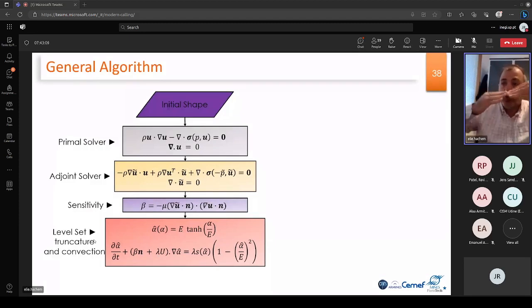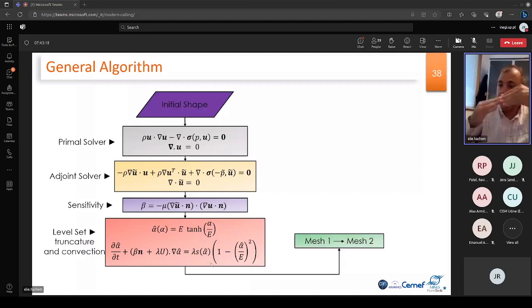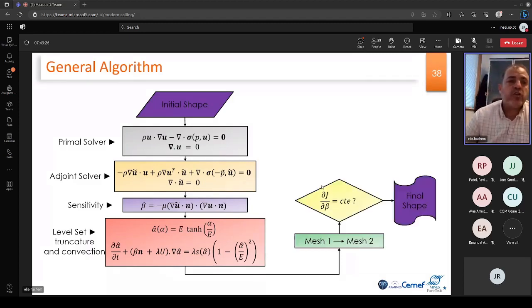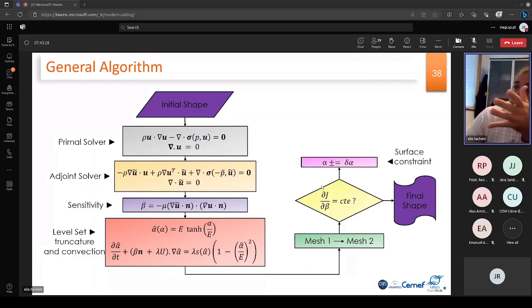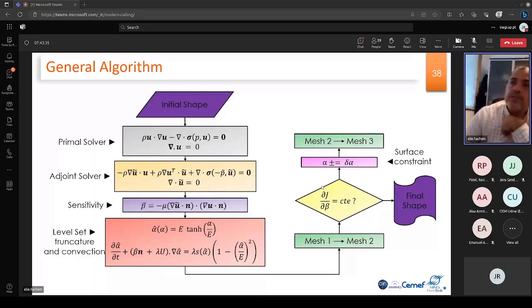Now you had a mesh at this point. You now convect your interface to this point. So that means we reuse the mesh that we have here. The interface moved. We remesh at this point, and then we do the checking if we are converging or not, depending on the volume or surface constraint. And then we iterate for another mesh, and then we iterate. If we have the final shape where our objective function is respected, we stop, and we obtain a final shape. So this is basically the global algorithm.